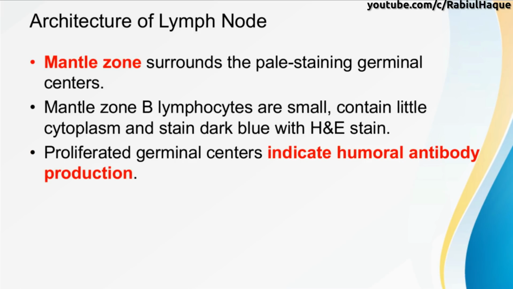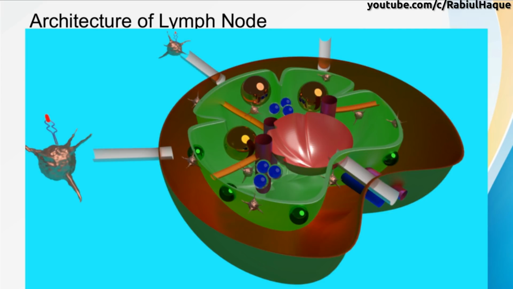Now let's talk about the mantle zone. It surrounds the pale staining germinal center, and mantle zone B lymphocytes are small. They contain little cytoplasm and they stain dark blue with hematoxylin and eosin stain. Proliferated germinal centers will indicate humoral antibody production. So in this image, these are the lymphoid follicles.